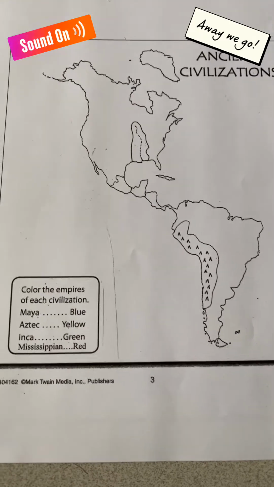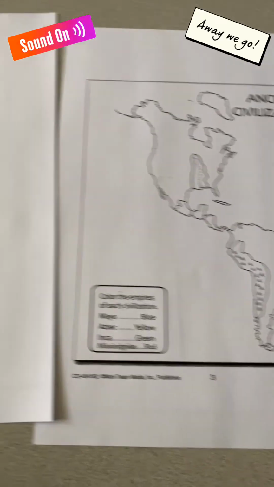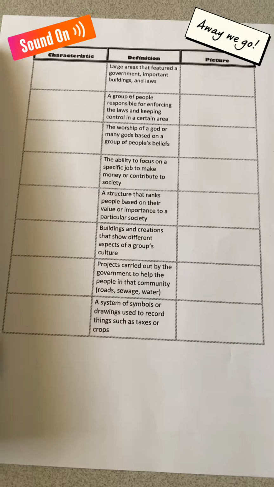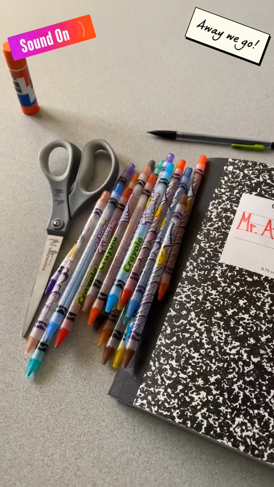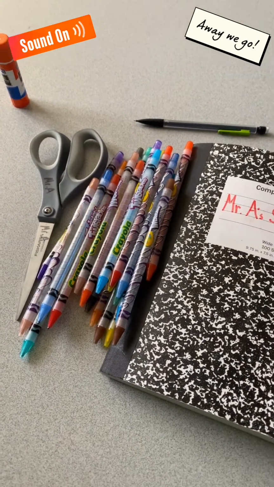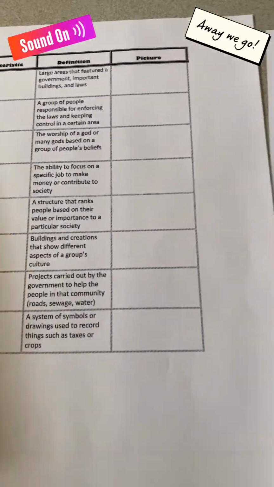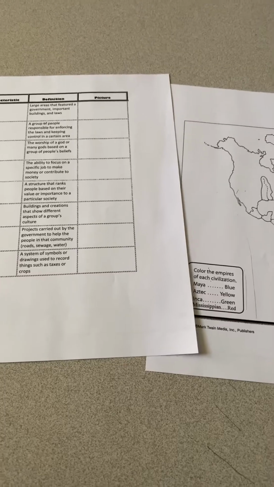All right, guys, here's what you need on tap for today. You need this map of the ancient civilizations. You need this paper that we're going to talk about the 8 characteristics of the ancient civilizations, as well as your journal, a whole bunch of coloring supplies, your scissors, a glue stick, and a pencil. Please make sure you have all of those things. Ready, set, go.